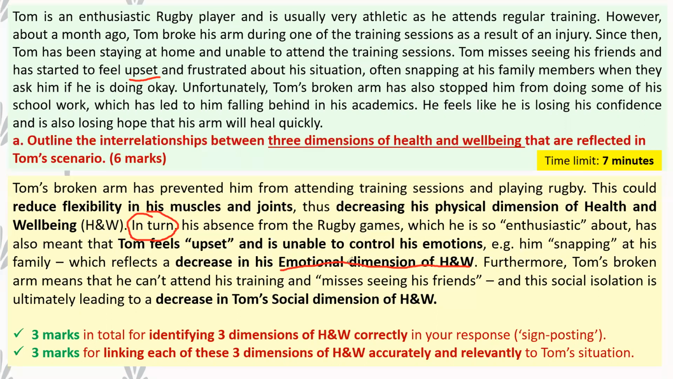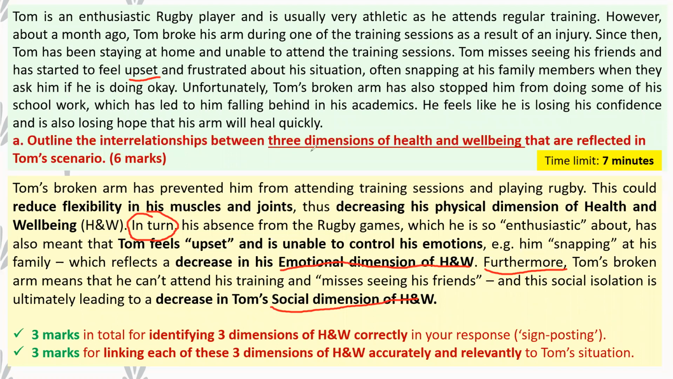So that's me not only saying that his emotional well-being is decreasing, but explaining how it is decreasing, relating back to the scenario. And furthermore, Tom's broken arm means that he can't attend his training and misses seeing his friends. And so this social isolation is ultimately leading to a decrease in Tom's social dimension of health and well-being. So again, all you're really doing is identifying the types of well-being that you're talking about, and then relating it back to the scenario.